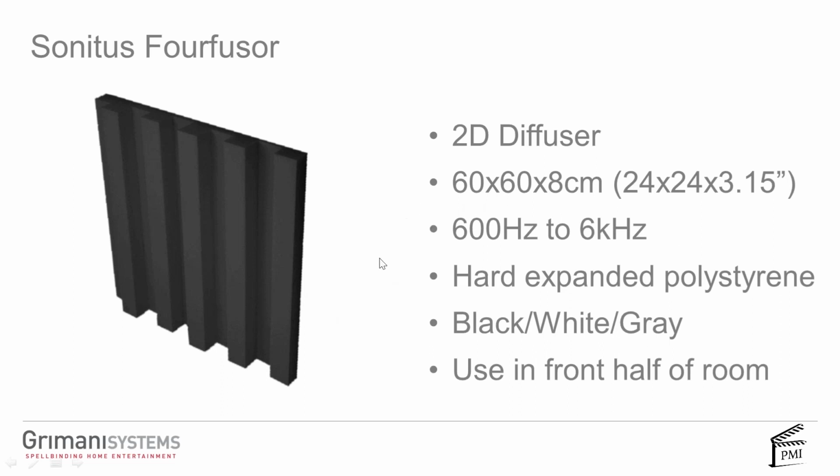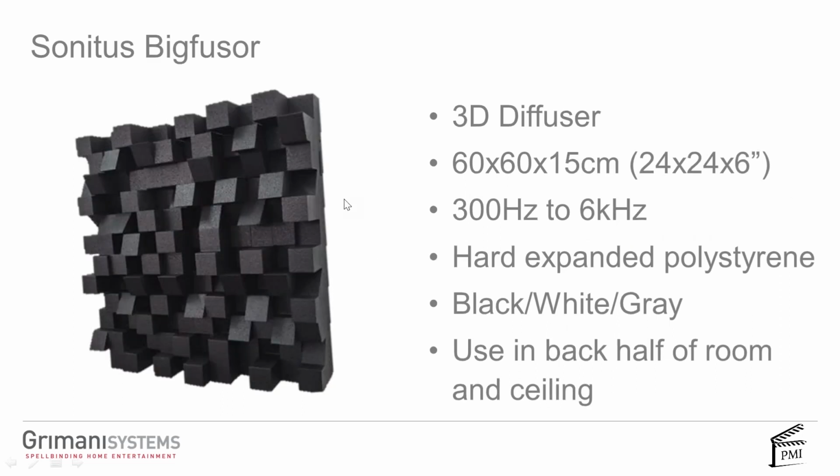It's 3.5 inches deep. And then we also have a thing called a big fuser, which is a 3D diffuser that's 60 by 60 by 15 centimeters. That's 6 inches deep, works down to 300 hertz, very cost effective. I think it's $37 if I remember right, which is about as cheap as it gets to get a 3D diffuser. What do these things weigh, Anthony, when you go to mount these? Are they requiring big wall anchors, or are they pretty light?